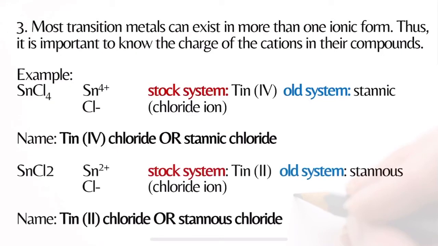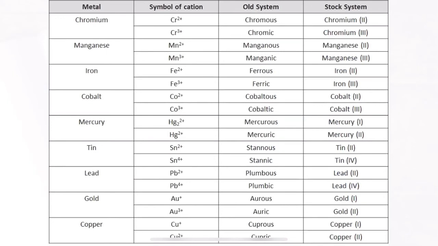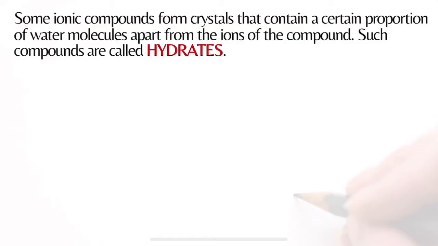While for SnCl2, you have Sn2+ and Cl-. So we name this as tin(II) chloride or stannous chloride. So again, here is the list of the transition metals with different charges. So you have to be familiar with the names in the old system as well as in the Stock system.